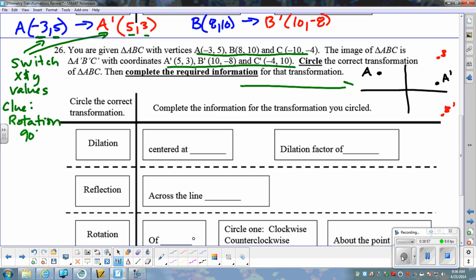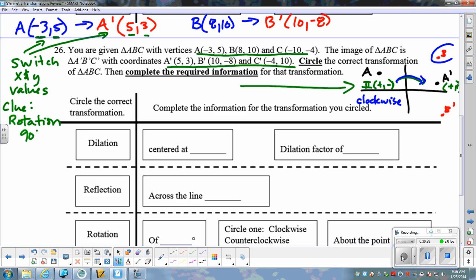So if I make myself a little bit of a makeshift graph just to figure out where I'm headed, A is in the second quadrant, which is a negative, positive notation. And when it's transformed to A prime, it becomes positive, positive. So I know it's going to be in the next quadrant. Now the question is, am I going clockwise or counterclockwise? Well, in this case, it is going clockwise. So I'm looking at a clockwise rotation.